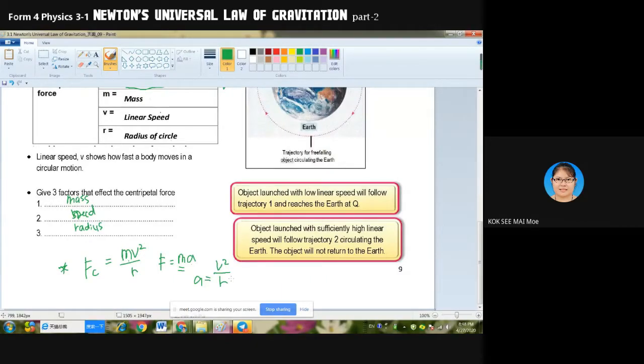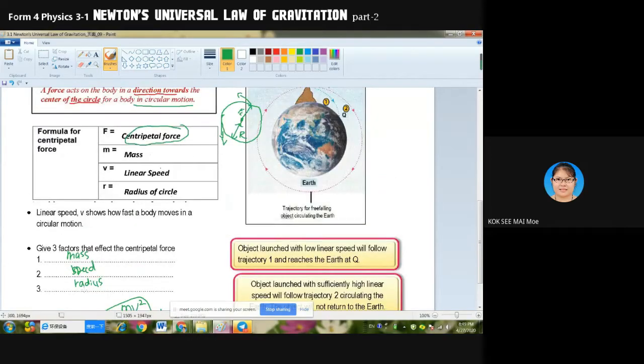Another formula for acceleration is a = v squared over r. V means the linear speed of the body in orbit, and r means the radius to the center. So this one is the centripetal force formula.